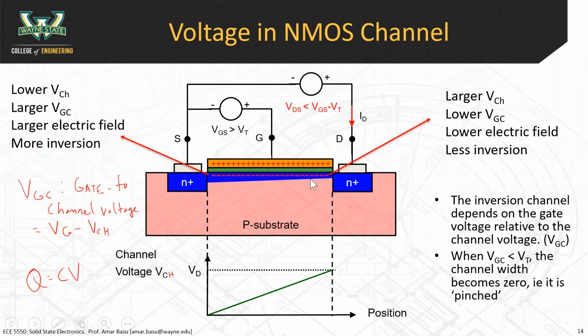On the right side, it's the opposite. Your channel voltage is larger on this side, so your VGC, the gate minus the channel voltage, is lower. So you have a lower electric field there, a lower amount of charge buildup, and so a less conductive channel. You have less inversion there.